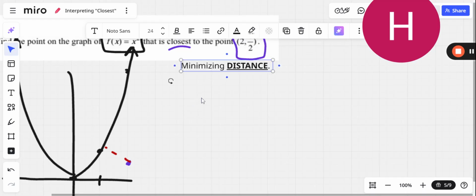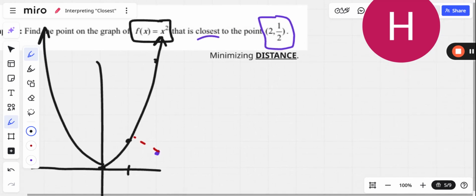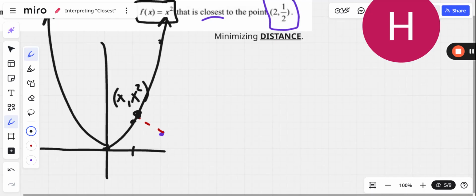So we're minimizing the distance between some point on the function. We don't really know what its coordinates are. But if we had to put them in general terms, the coordinates of this point are x, comma, what would be the y value if I were to plug in x to the function? I would get x squared. So we want to find the minimum distance between some x, x squared, and 2, 1/2.